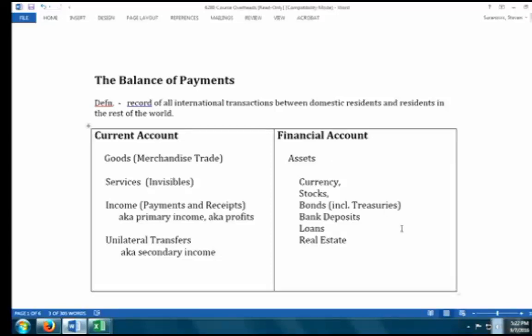Any kind of bank deposits that are made. So a foreigner puts money into a U.S. bank and holds it here, or vice versa, we're going to record those transactions on the financial account.